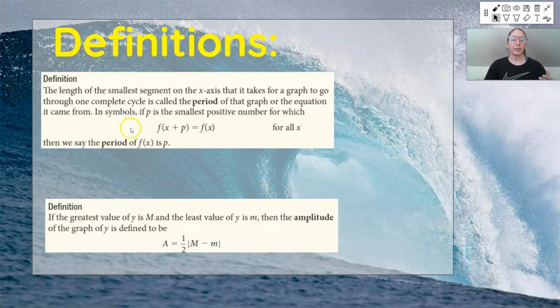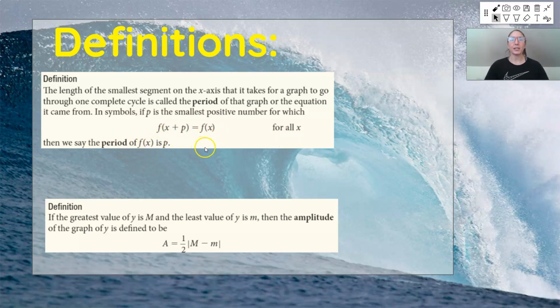So what does period mean? The technical definition: the length of the smallest segment of the x-axis that it takes for a graph to go through one complete cycle is called the period of the graph, or the equation it came from. In symbols, if p is the smallest positive number for which f of x plus p equals f of x, for all x, we say the period of f of x is p.